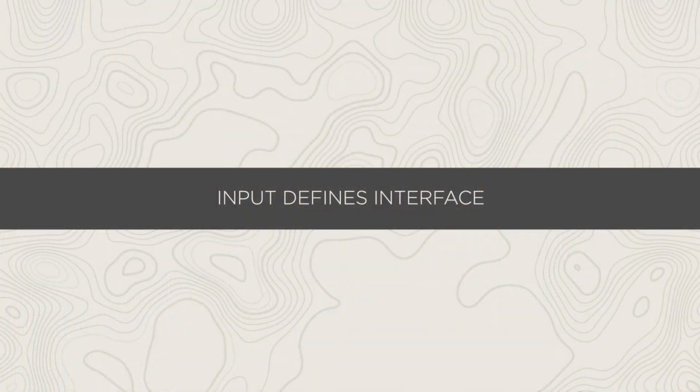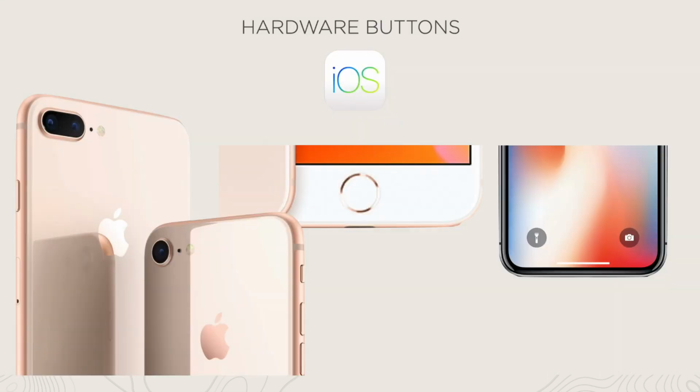But the second that you introduce touch, now you have to worry about big fat fingers, and those things are way less precise than a pointer. Input defines interface is crucial to understand because it really will change how you approach your design, leaving room for the constraints of the interface of the input device and embracing the specific characteristics that the input device can bring. And so to that end, let's look at what the input in iPhone is.